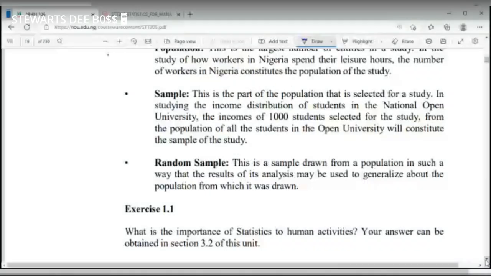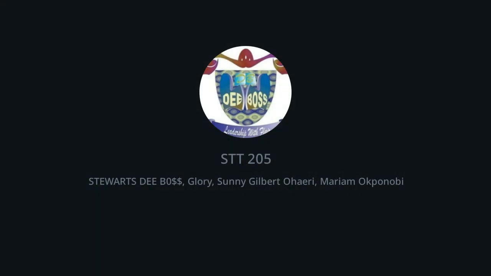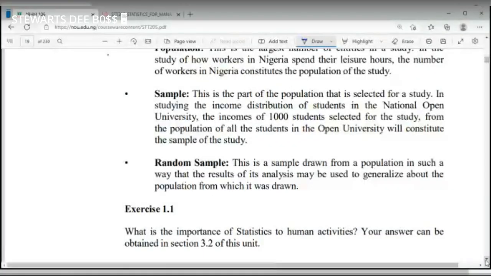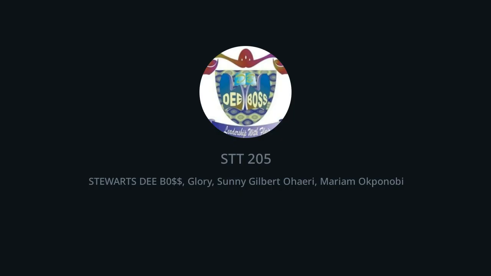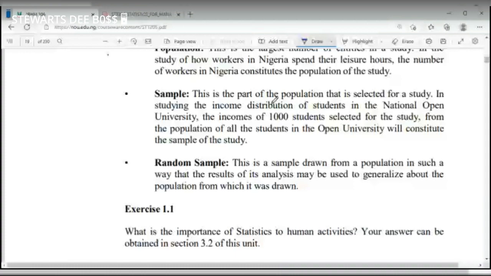Then we have random sample. This is a sample drawn from a population in such a way that the result of its analysis may be used to generalize about the population from which it is drawn. Let's try to understand this too. A sample is part of the population that is selected for a study. In studying the income distribution of students in the National Open University, the income of 1,000 students selected from the population of all the students in the Open University will constitute the sample. So this one is just part of the population.